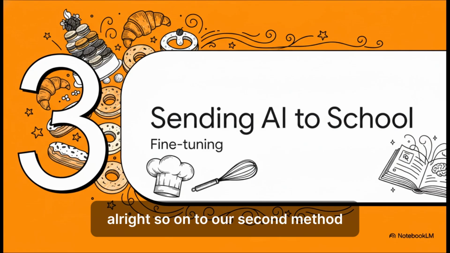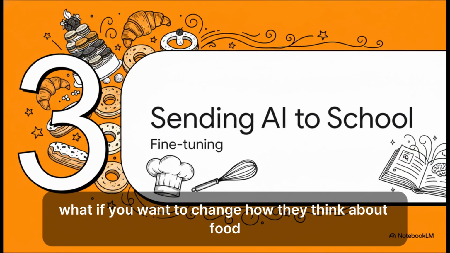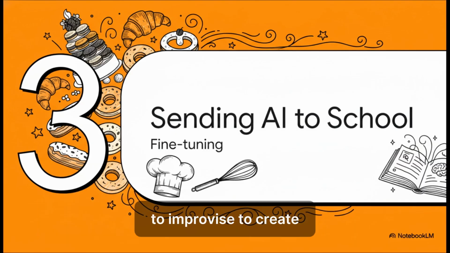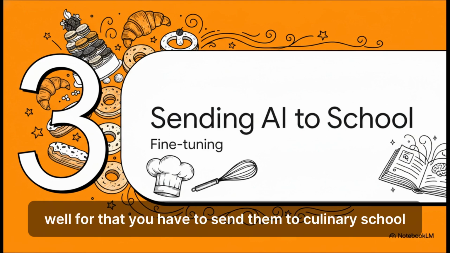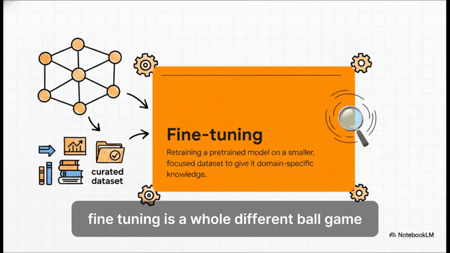All right, so on to our second method. What if you don't just want the cook to follow a recipe? What if you want to change how they think about food entirely? You want them to become a master French pastry chef, to improvise, to create. Well, for that, you have to send them to culinary school. And that is fine-tuning.